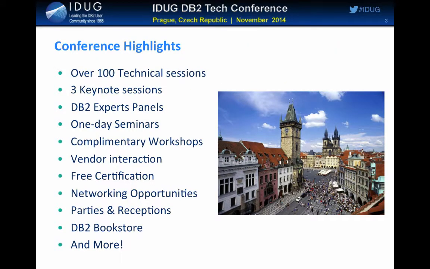So these are the conference highlights. As you can see, there is a lot going on in the week and it's going to be very busy, but hopefully you'll get a lot of benefit out of everything that we've arranged for you. There are over 100 technical sessions and 3 keynotes. There are expert panels, seminars and workshops, opportunities to interact with vendors, free certification, lots of networking opportunities, a bookstore and more. So let's go into some of these in a little bit more detail.